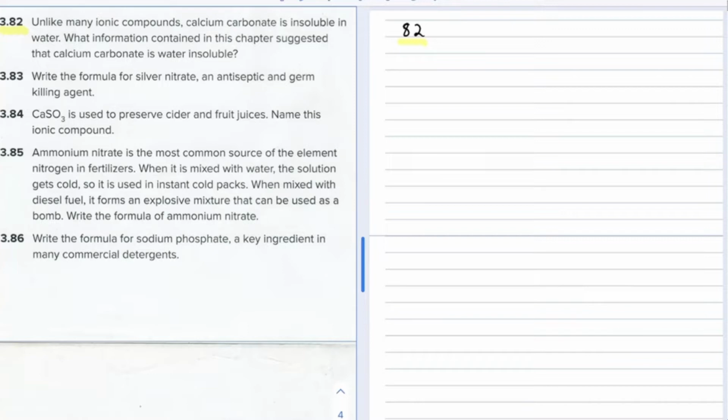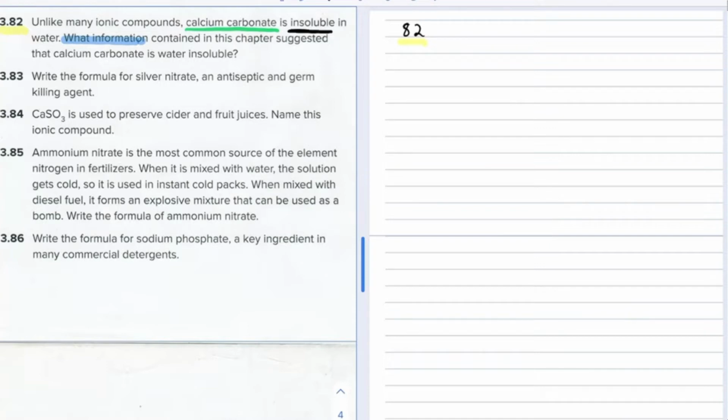Okay, so as this problem alludes to, many ionic compounds do dissolve in water, but calcium carbonate does not. So this one is insoluble. And this problem asks us what information can we find in the chapter?